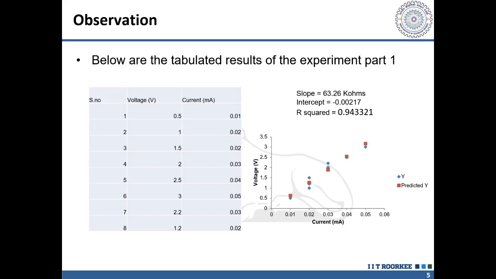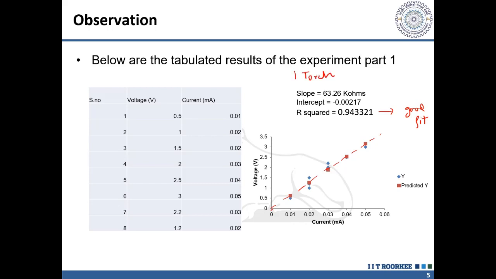Plotting these, I was able to linearly regress them to get the slope to be around 63.26 kilo ohms. If I draw a straight line through the predicted values, the intercept would almost cut the y-axis at a value of minus 0.00217, and the r-square fit is 0.9, showing a really good fit for my analysis curve over here. This case is done for the first part of the experiment, where I used only one torch.